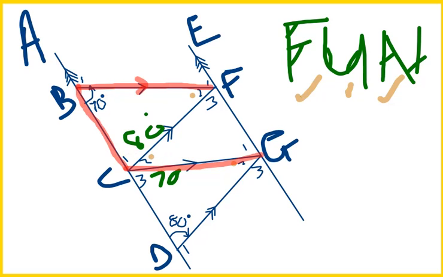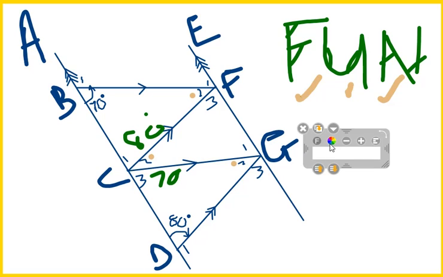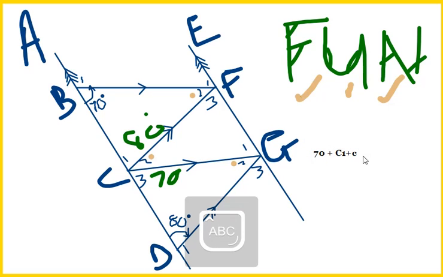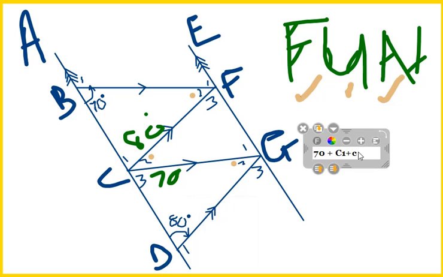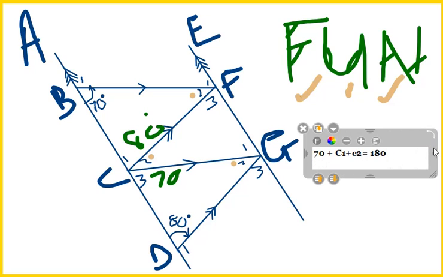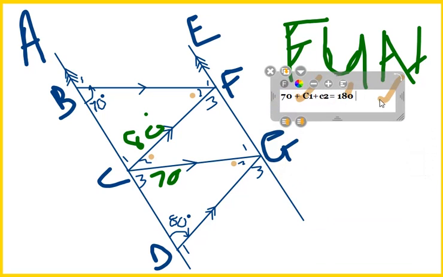So let's write that down. We have that 70 degrees, which is our B, plus C1 plus C2, angle C2, is equal to 180 degrees. Why? Co-interior angles.